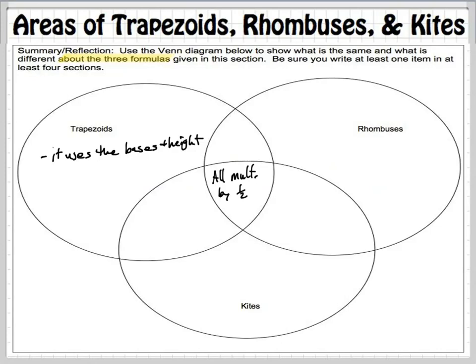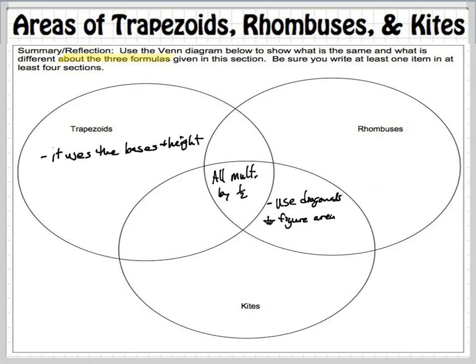Both the rhombuses and kites use the diagonals to figure out the area. Yeah, use diagonals to figure out, I'm going to say figure area. Very nice. Alright, give me another one, somebody.